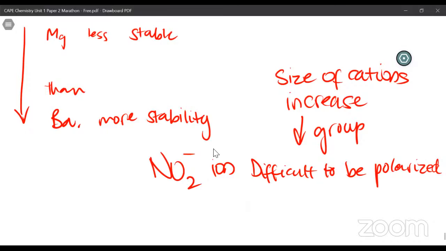All right, so let me sip some water and then we start the other paper.